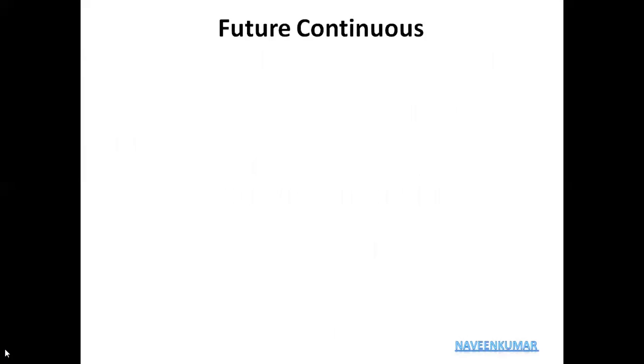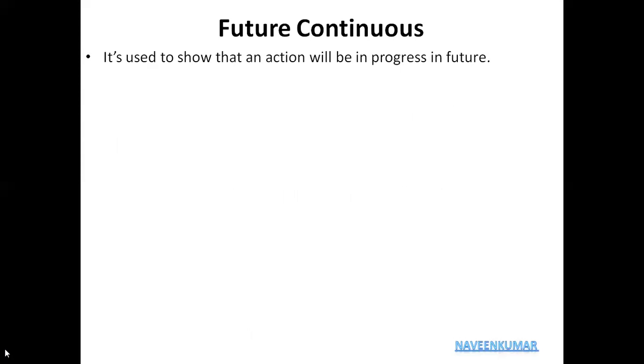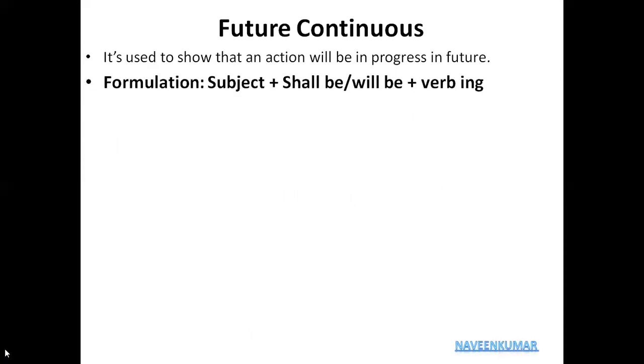Future continuous. When we use future continuous, it's used to show that an action will be in progress in future. So whenever we are discussing an action that will be happening in the future, we use future continuous tense. So what is the formulation? Subject plus shall be or will be. These are the auxiliary verbs, helping verbs that we use, and the verb will be in ing form.